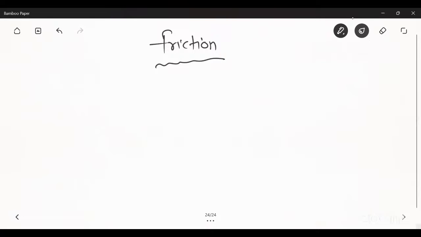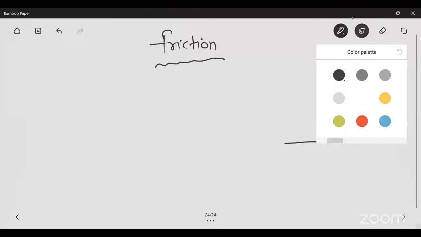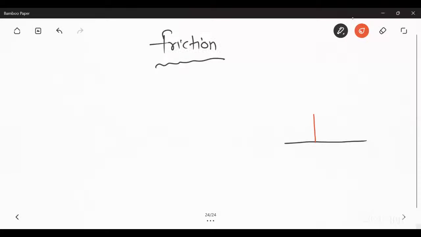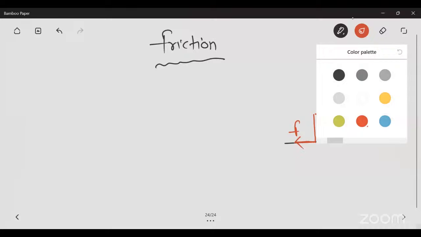So what is friction? It is a force which opposes the relative motion between objects. Suppose this was a surface, and that was a body on its surface. If we push the body forward with a force F, then a relative motion comes between the surface and the body, which gives rise to the force of friction, denoted by small f. So what is the definition of friction?